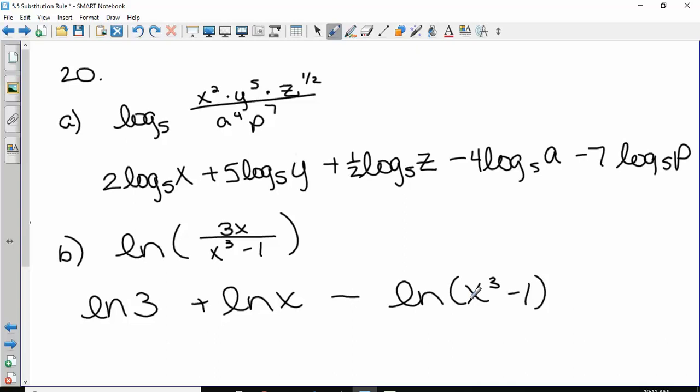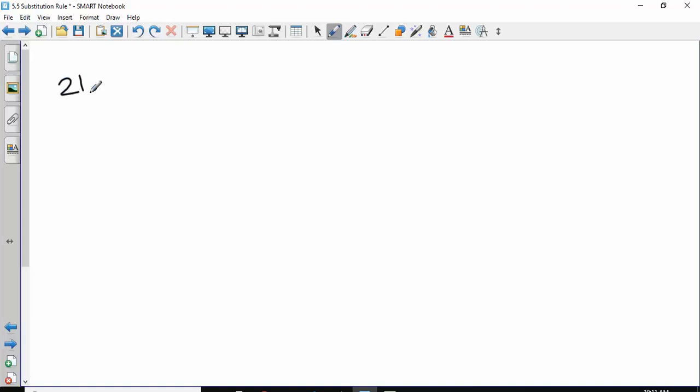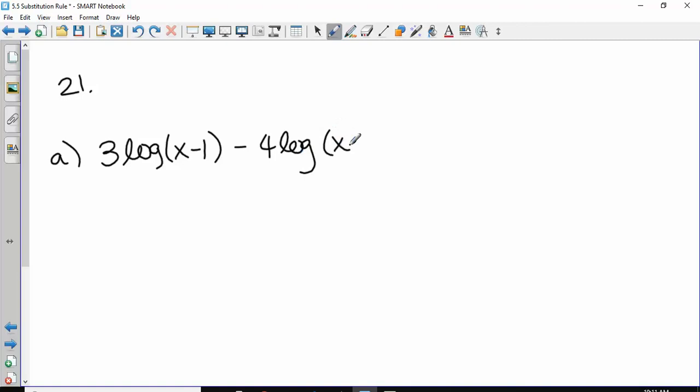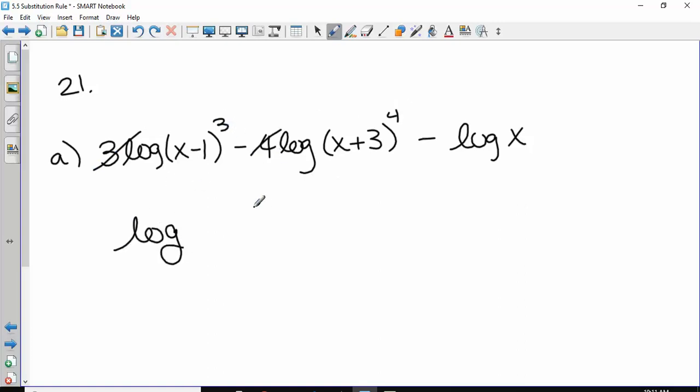All right. So you can do the expanding. Let's condense a couple. So the first one. All right, so coefficients turn into exponents. So this will be a cube, this will be a 4. We have the log one time. We have the x minus 1 cubed.